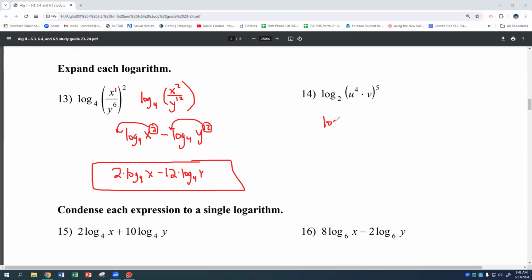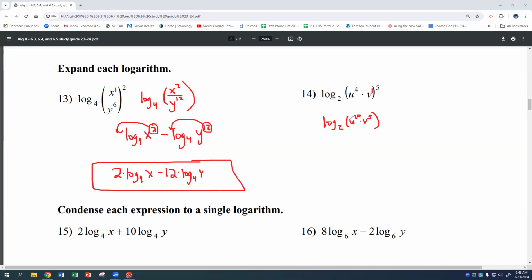On the next one, again, this is v to the first. So u to the 4th to the 5th is going to become u to the 20th. 4 times 5 is 20. And then v to the 5th, 1 times 5 is 5. Because when you have a power to a power, an exponent to an exponent, you multiply them.